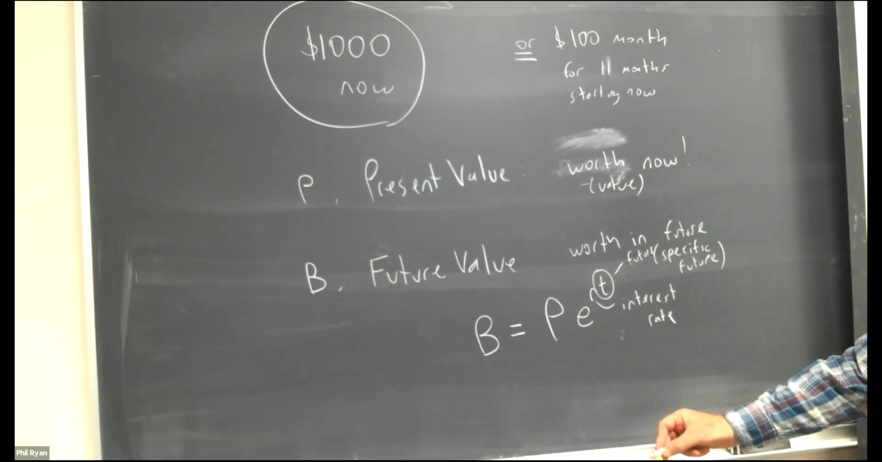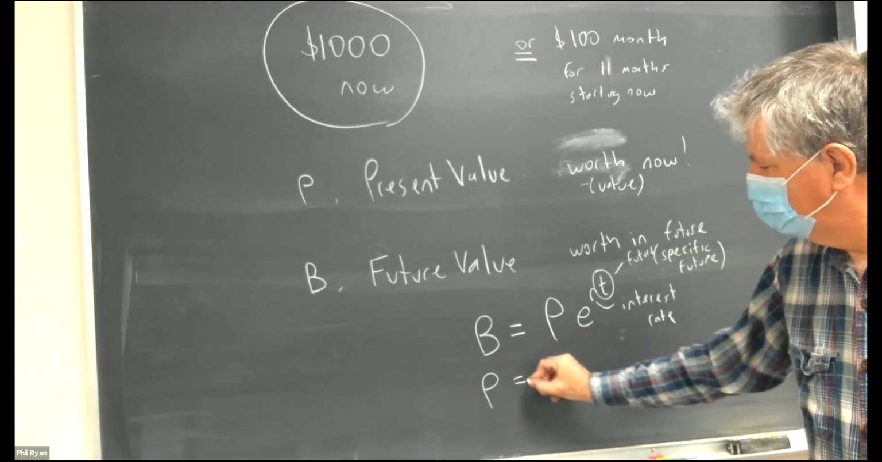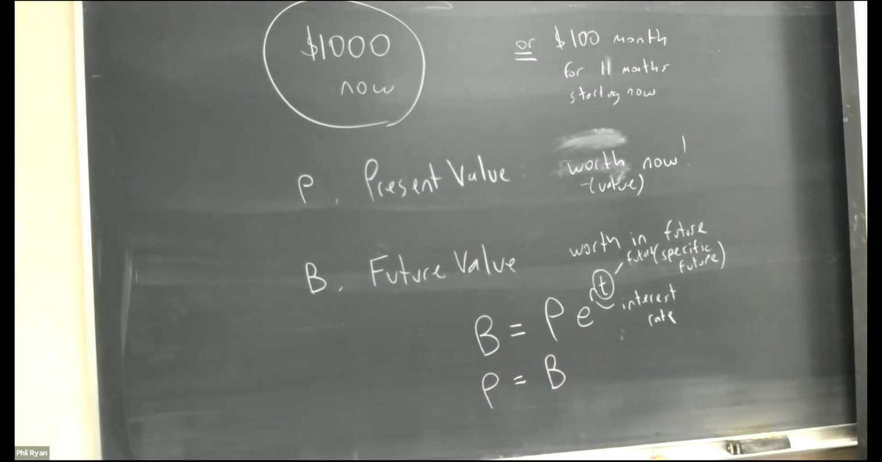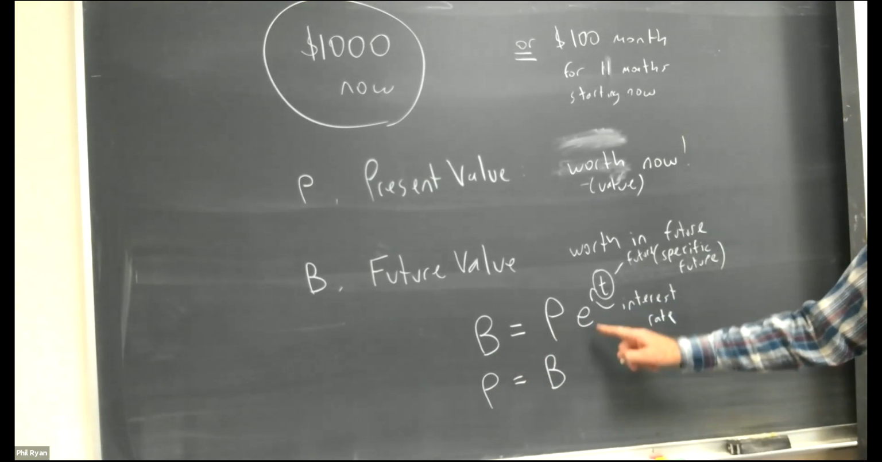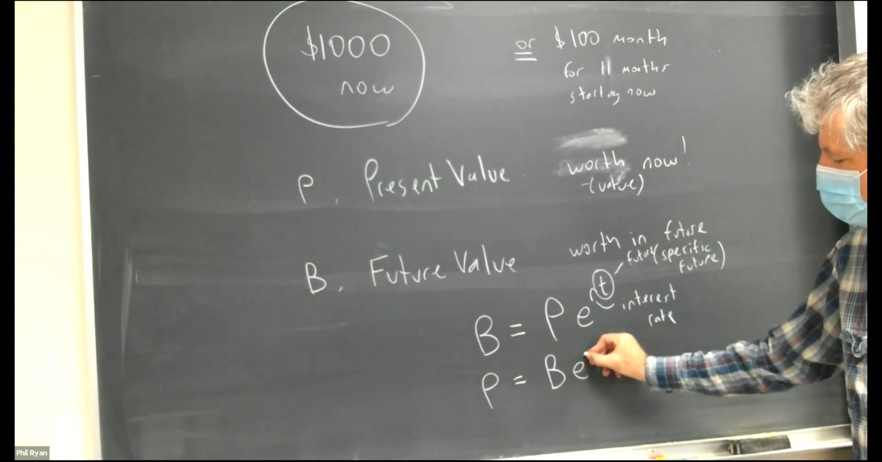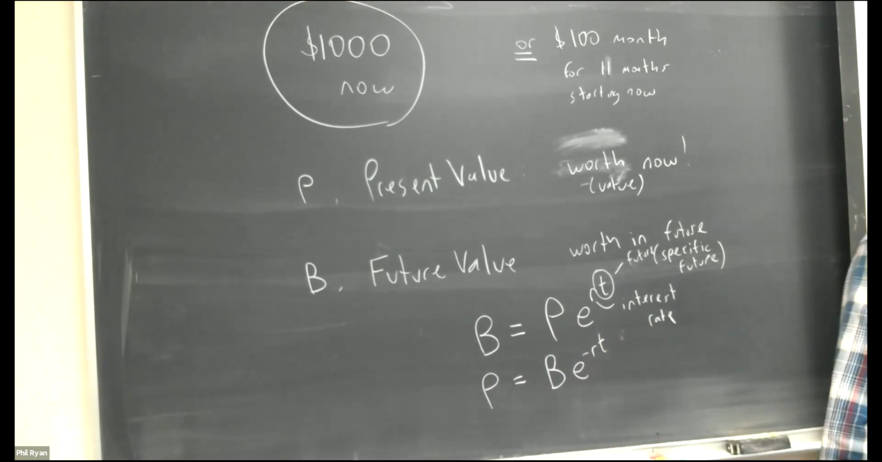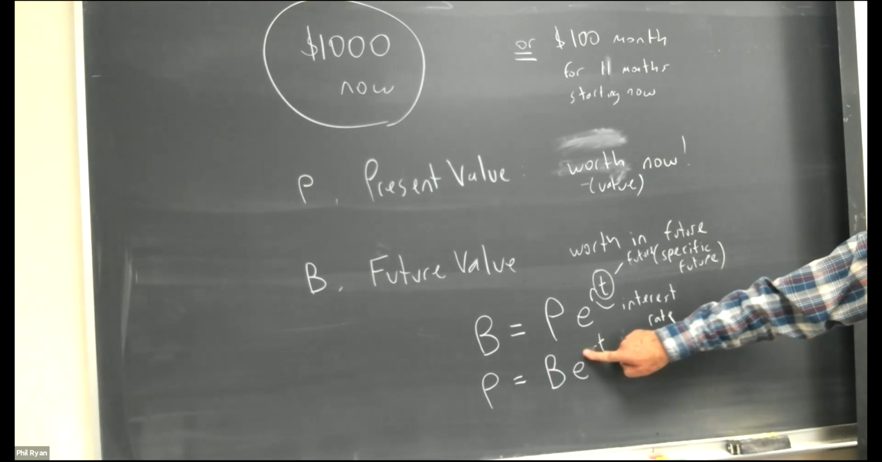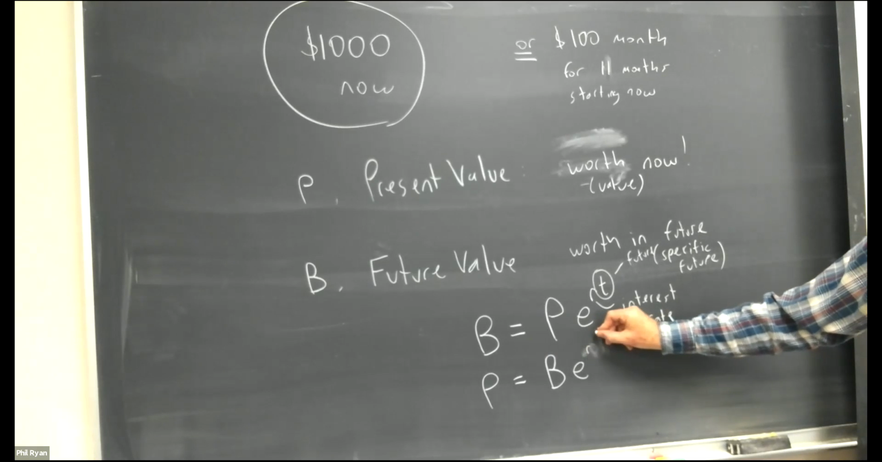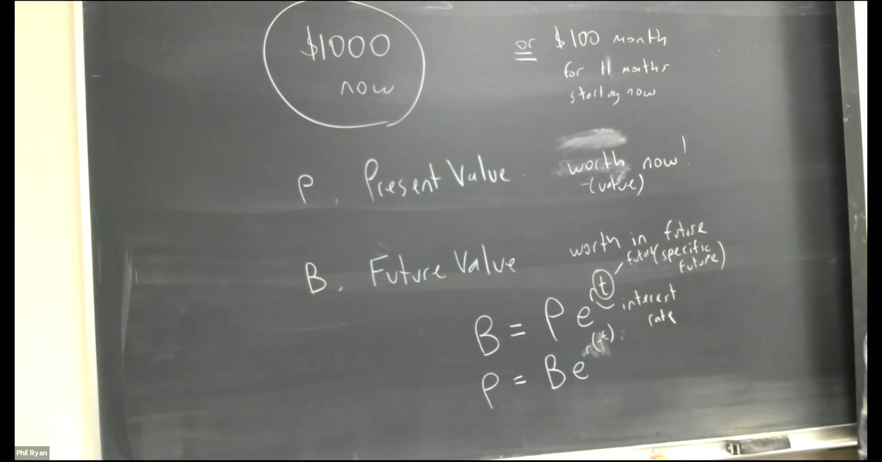The same equation allows us to relate present value and future value. All we have to do is move the exponential from this side to this side, and we know how to do that. We divide by e^(rt), which makes the exponent negative. Maybe a better way of writing that is r times minus t. The minus t means going back that much.